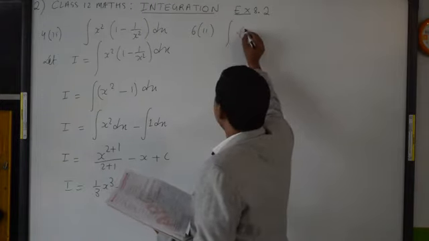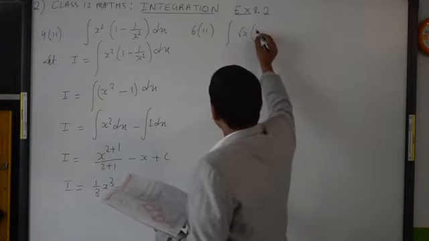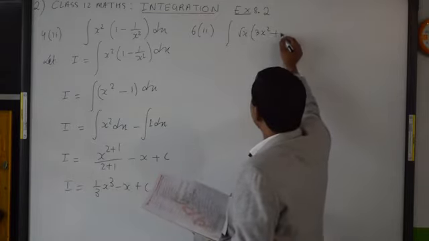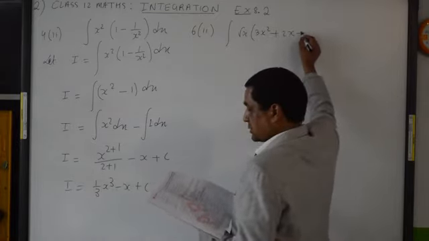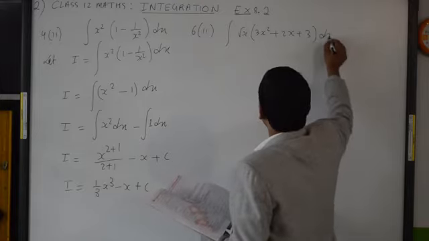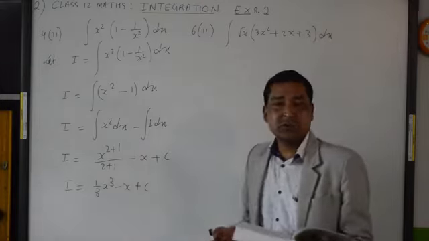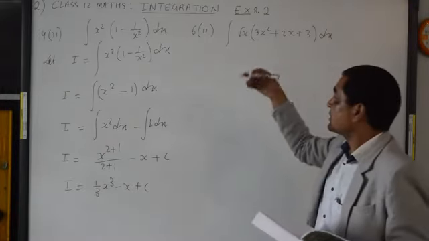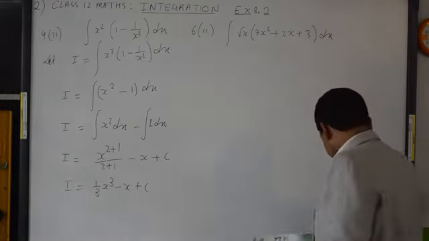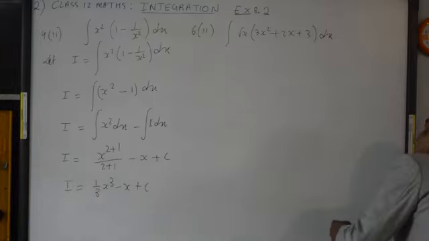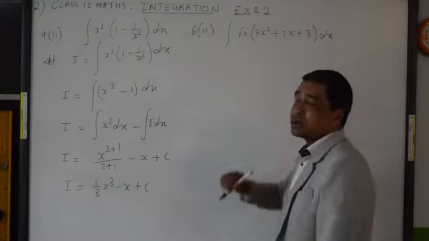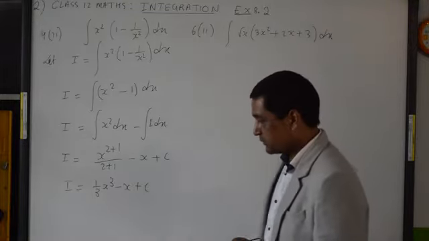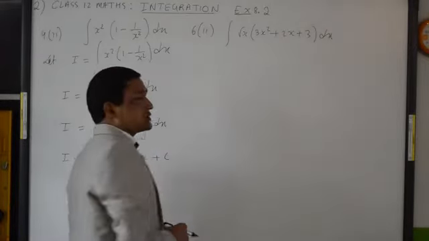That means root x times (3x square plus 2x plus 3) dx. I already said there is no product rule of integration, because there is a function in product form. Just multiply these terms and convert into simple form. Okay, let me explain with the sum.